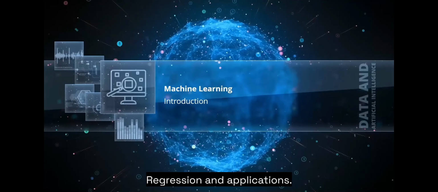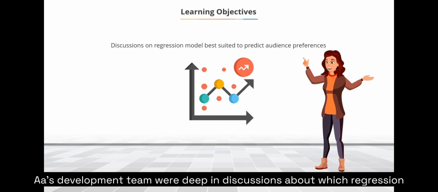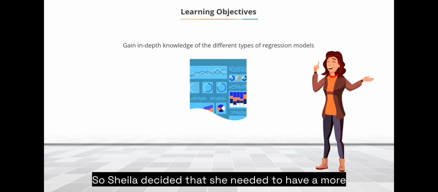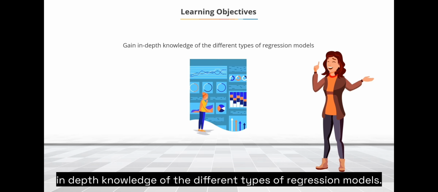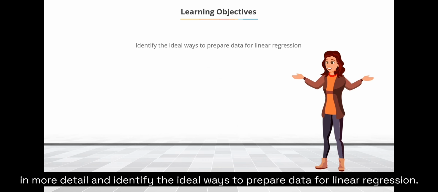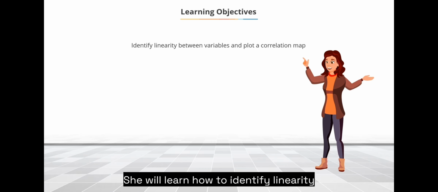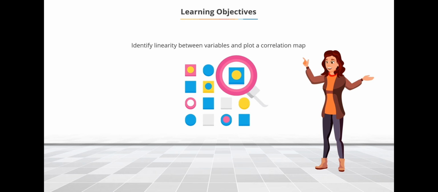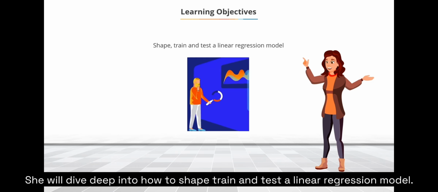Regression and applications. Aura's development team were deep in discussions about which regression model would be most suitable to predict audience preferences. So Sheila decided that she needed to have a more in-depth knowledge of the different types of regression models. She will explore linear regression in more detail and identify the ideal ways to prepare data for linear regression. She will learn how to identify linearity between variables and plot a correlation map. She will dive deep into how to shape, train, and test a linear regression model.